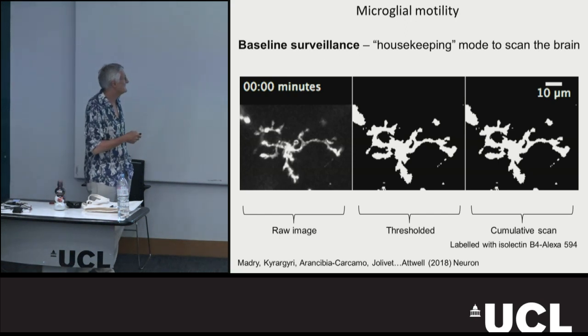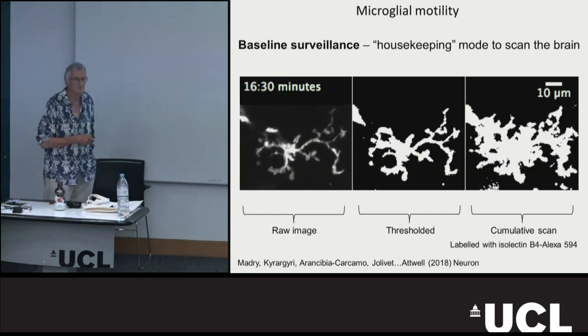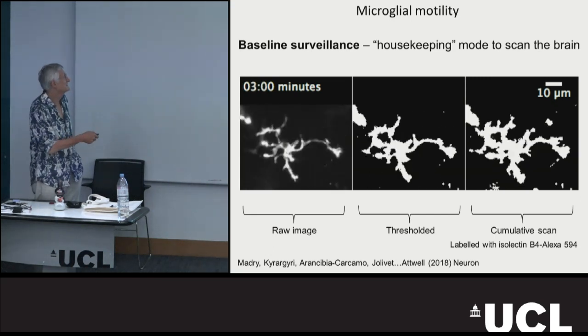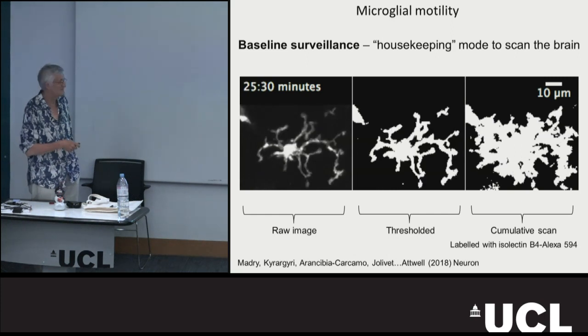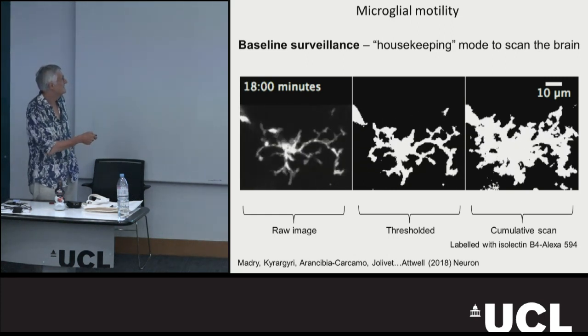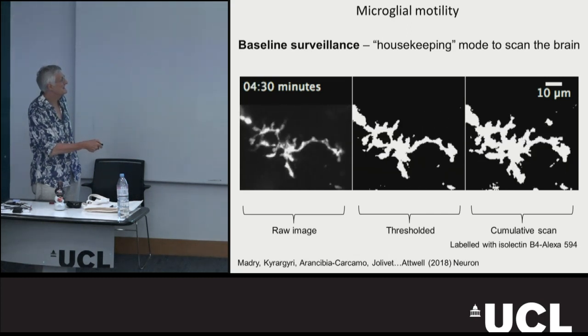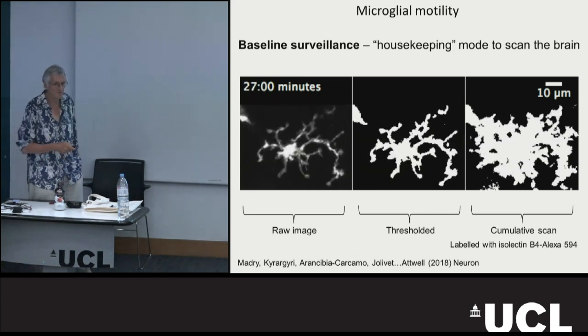But before I get onto that, I just want to show you what microglia do. In your head, 7% of the cells are doing this every half hour. So this is a 30-minute loop. You've probably seen movies from Soyan on this kind of stuff. If you binarize the image and then add all the images together, you can see they gradually scan out the brain in a couple of hours.